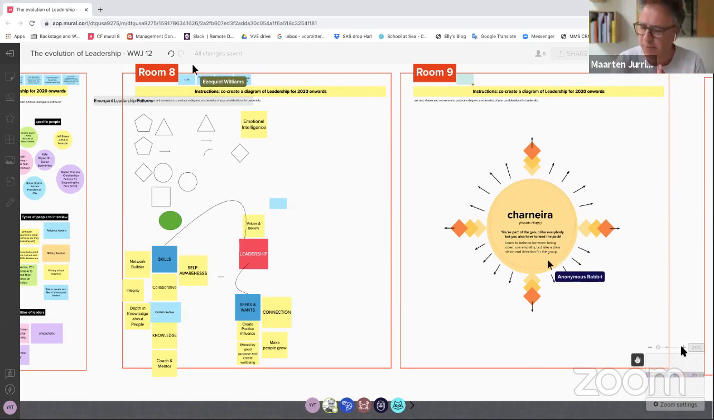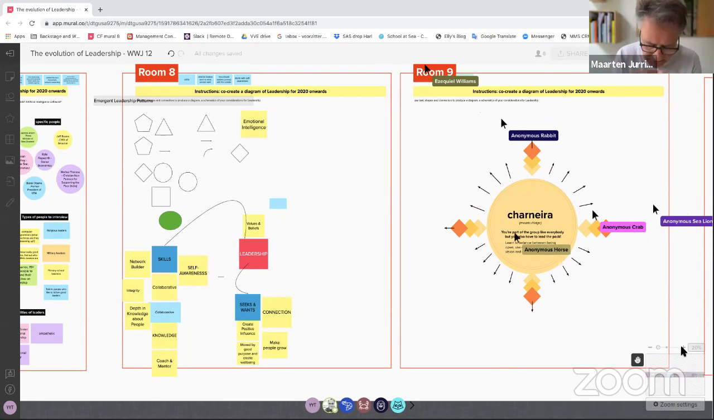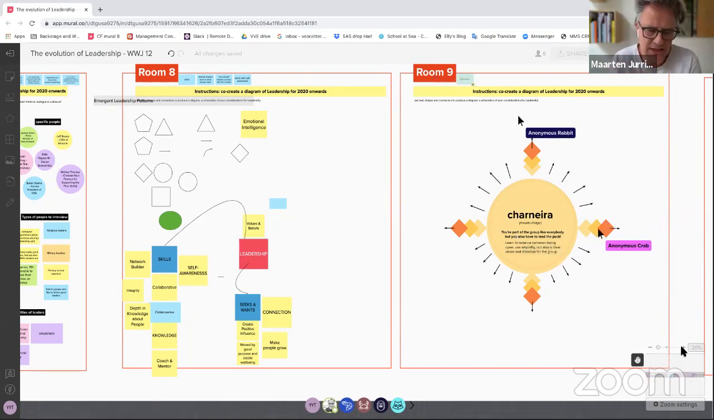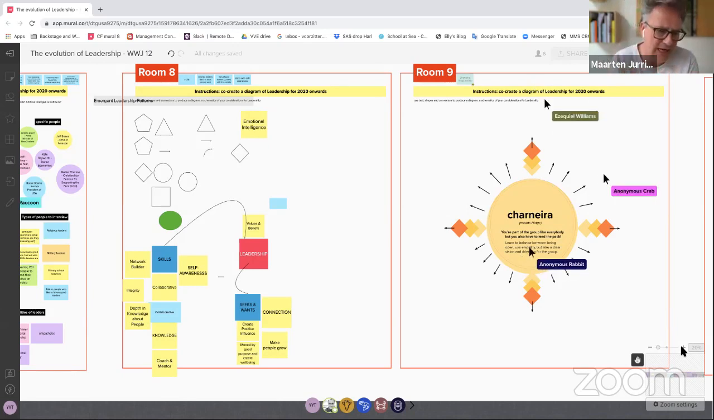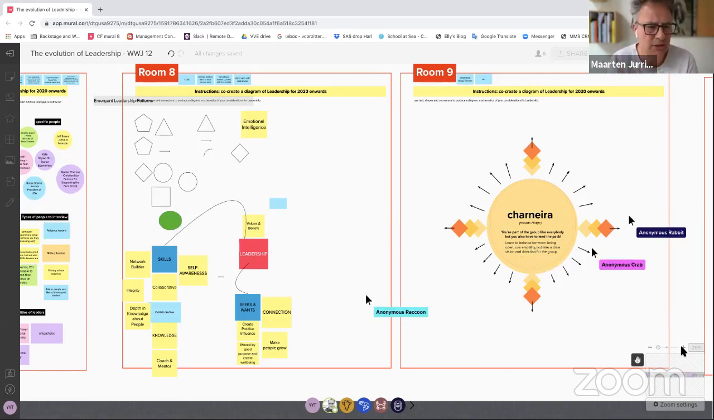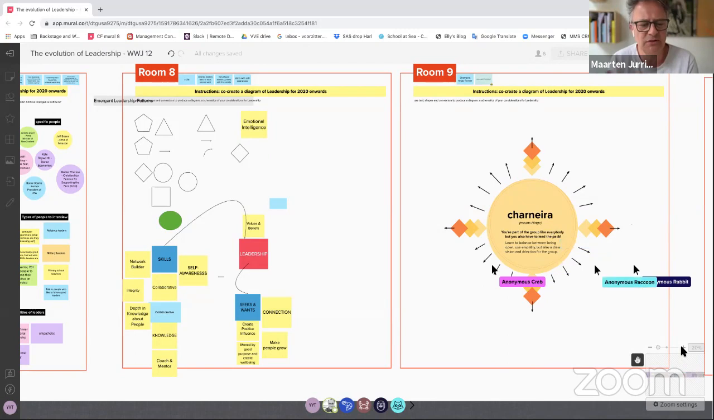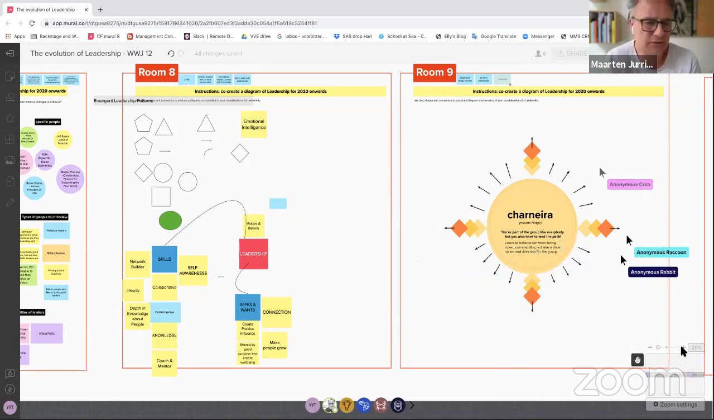Okay. So we discussed the word charnera, which means hinge. But I understood it in the beginning from the perspective of frontier. We discussed leadership in terms of servant leadership, being able to empathize, to co-create, to be part of the team. But there's also this paradox because, as a leader, you have a function. So you also have a function to.